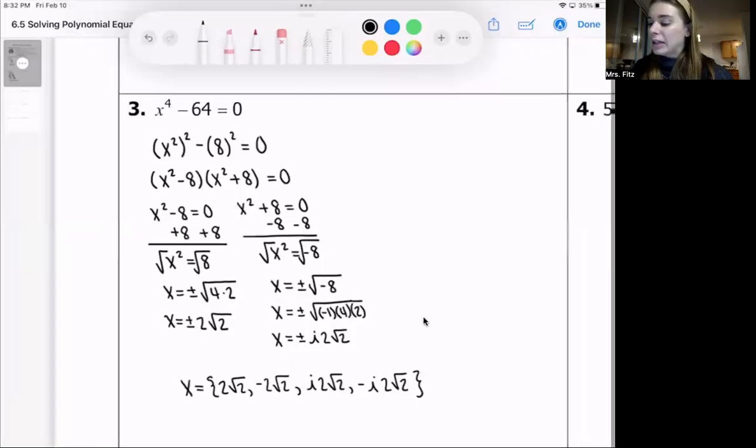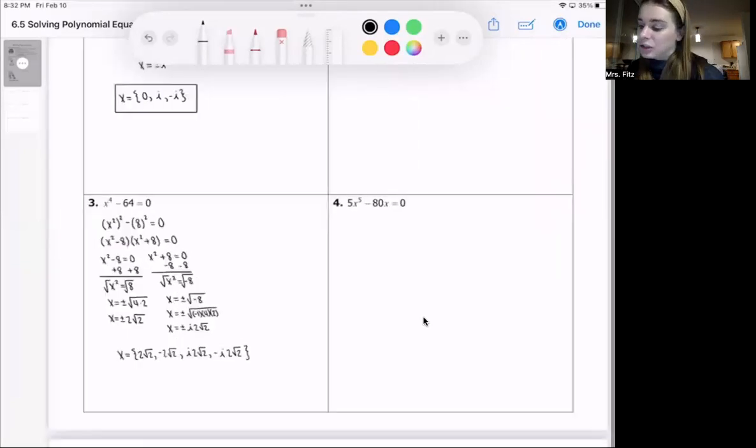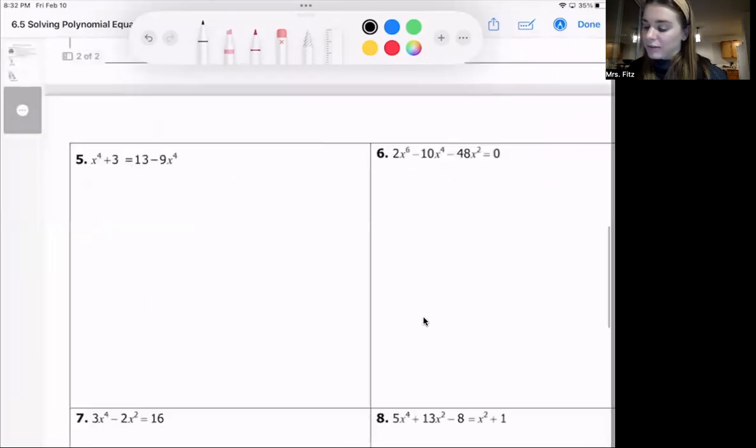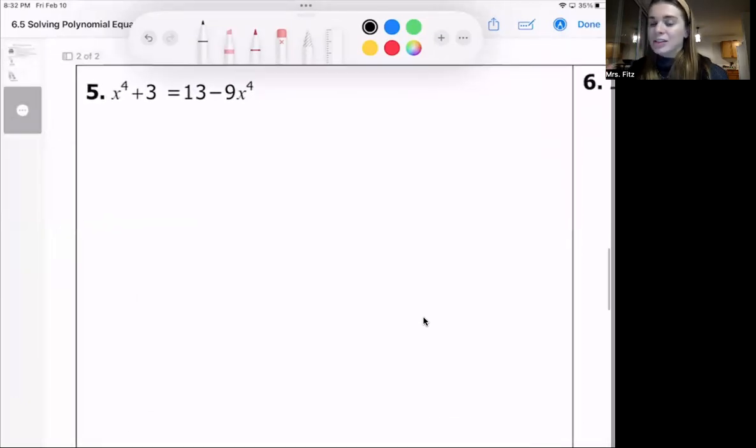Okay, let's go ahead and jump into the next page. Let's go ahead and do number 5. So number 5, it's not exactly in the form that we want it in. It's x to the 4th plus 3 equals 13 minus 9x to the 4th. So your first step is always to move everything to one side so that it's set equal to 0. So I'm going to add 9x to the 4th to both sides. I'm also going to subtract 13.